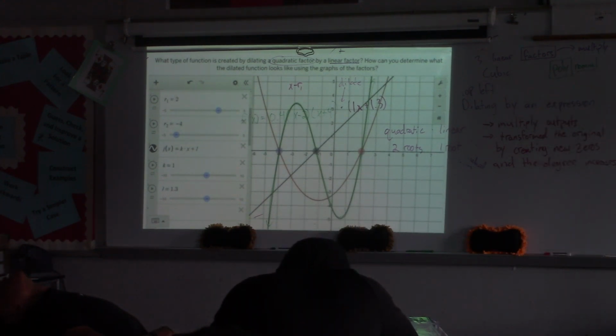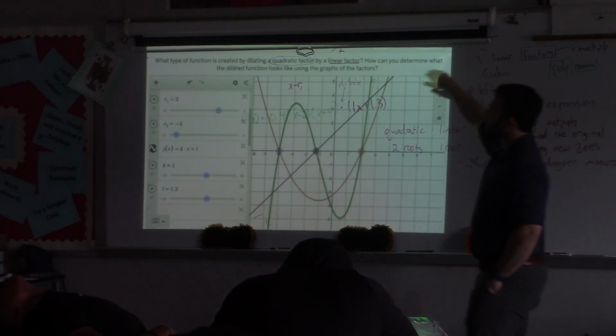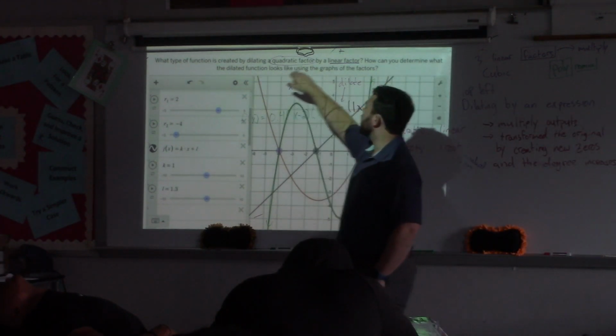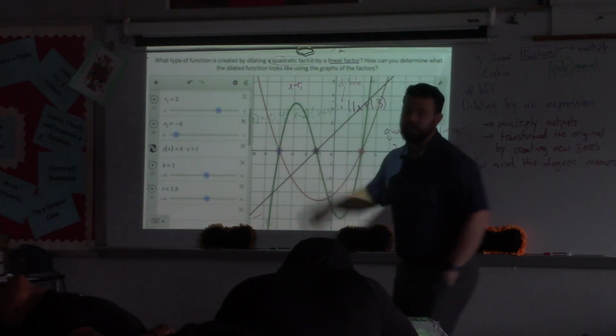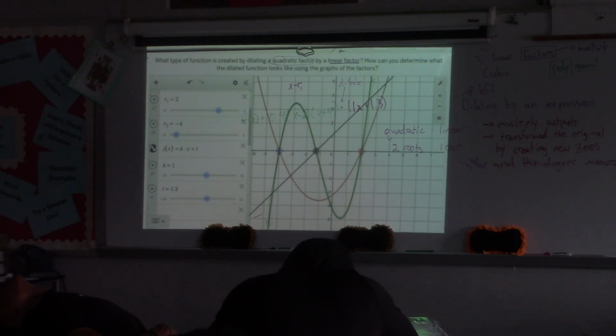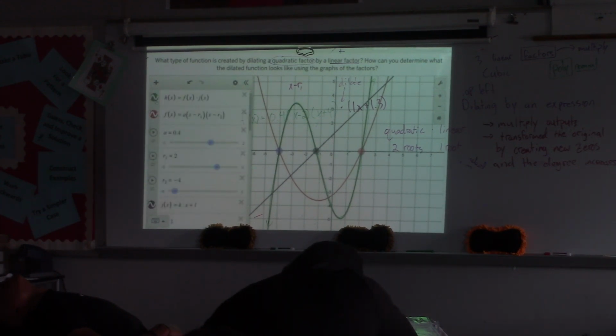And so how do we determine, and I'm going to give you all practice with this in a second, but how can you determine what the dilated function looks like using the graphs of the factors? So let's say I don't have h of x. Let's say I change this function.